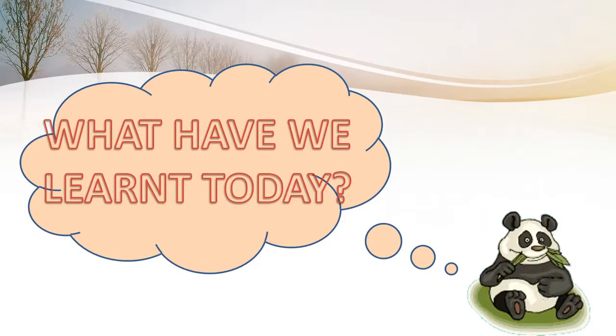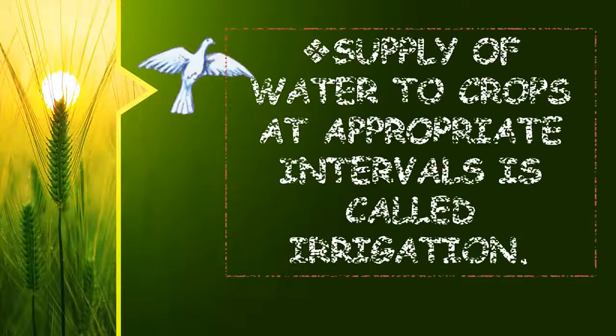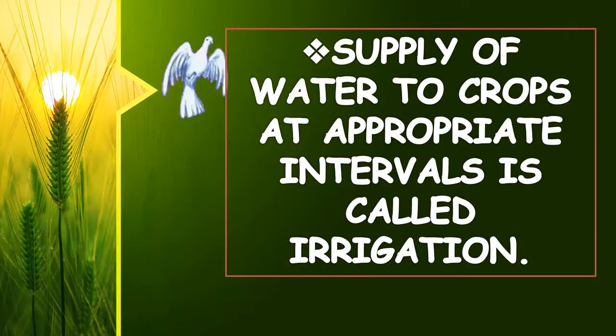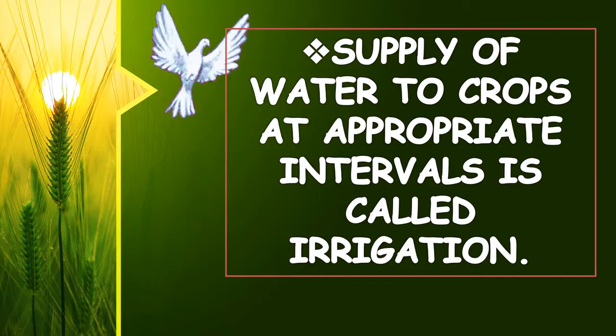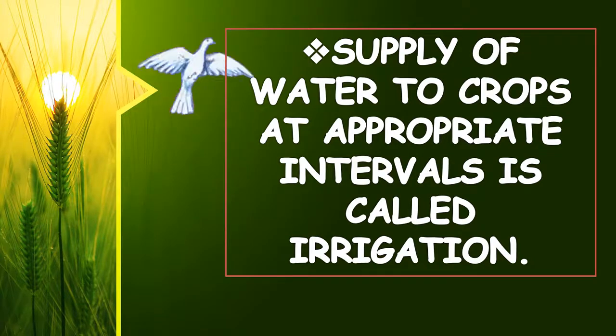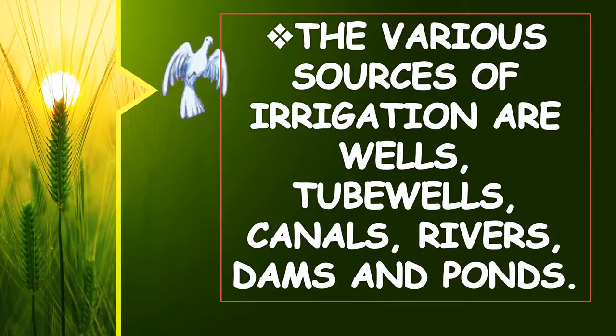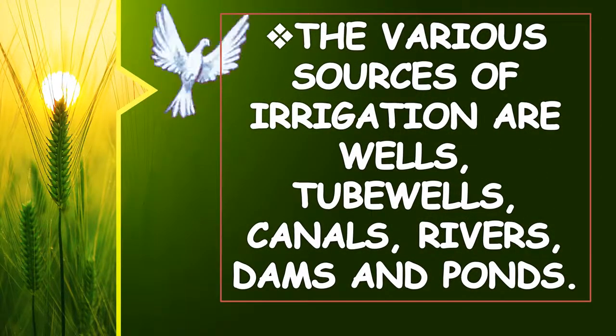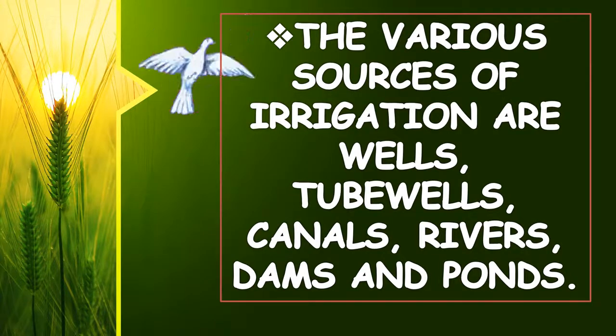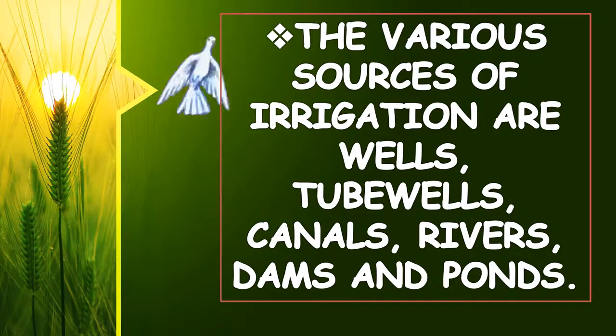It's time for you to note down the key points. What have we learnt today? Supply of water to crops at appropriate intervals is called irrigation. The various sources of irrigation are wells, tube wells, canals, rivers, dams and ponds.